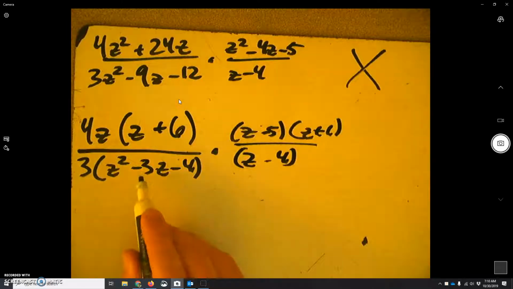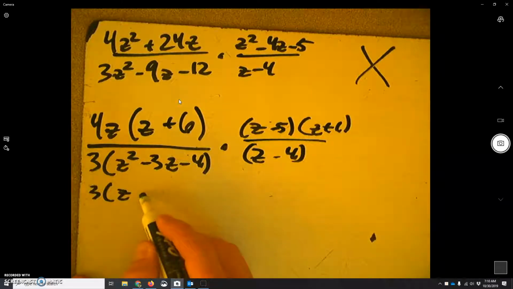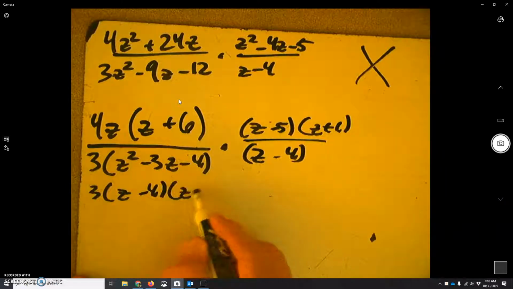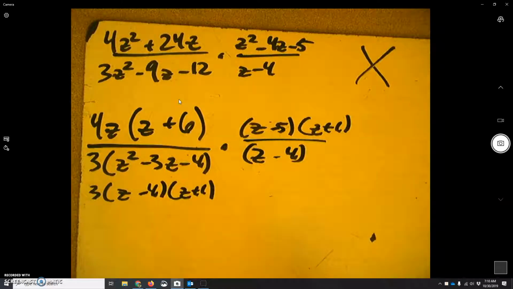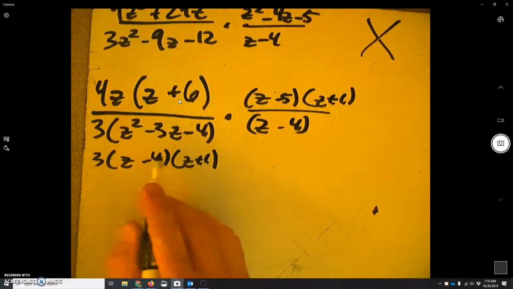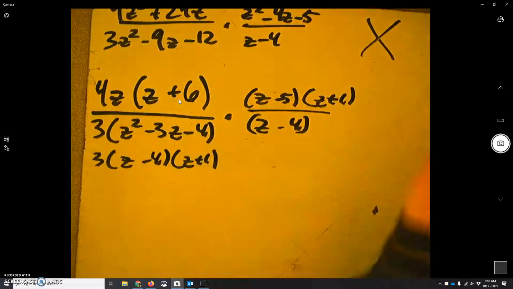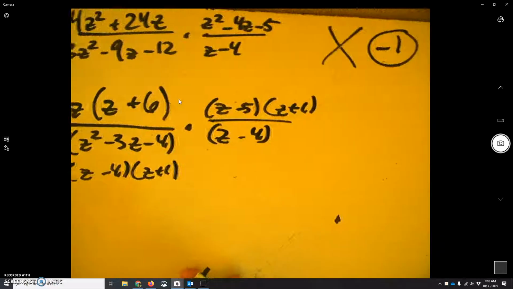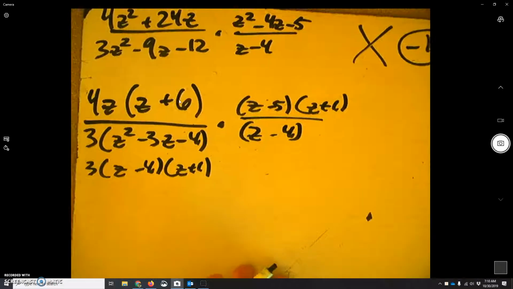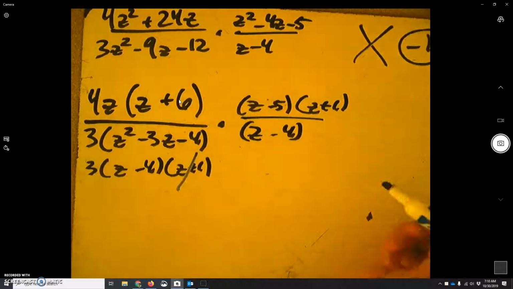Now we got to still factor this guy. This is going to get factored into z minus 4 and z plus 1, like that. All right. So now we can look at the values that are going to come out undefined. It's going to be positive 4 again. We already had that one from before. And then negative 1. So I'll put negative 1 up there, just so I don't forget it. And then we can also, at this point, cross some things off. The z plus 1 will cross off the z plus 1.